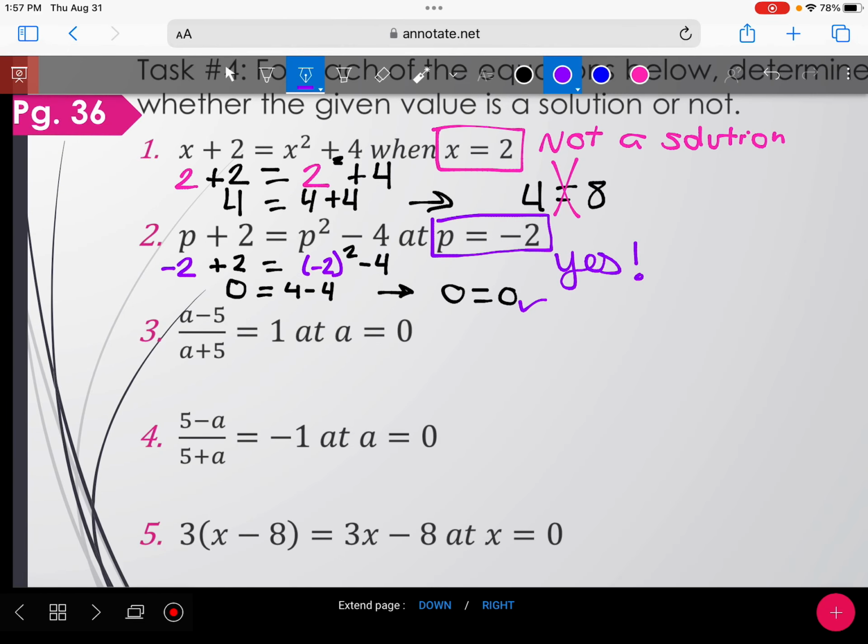Okay, so I want you to look at the rest of the ones on this page. I want you to try it. See if they are solutions. See if they work. Can I start? Yeah. So look through 3 through 6 and see what you got. And feel free to use calculators, totally fine.